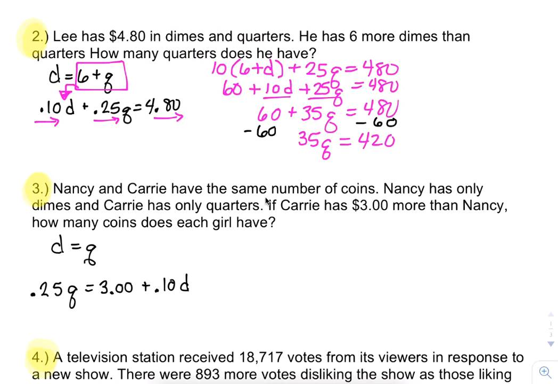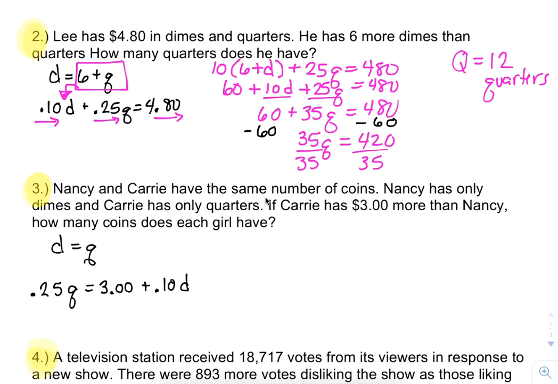All right, so once I get 420, I'm ready to solve the last step. I'm going to go ahead and divide that by 35, and I get my first answer. Q equals 12. But what does Q stand for? Well, 12 stands for quarters. So make sure that you write that down, okay?